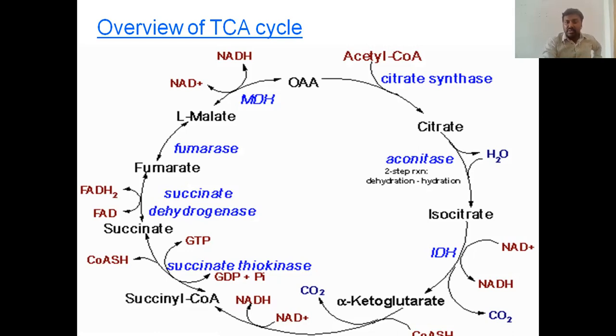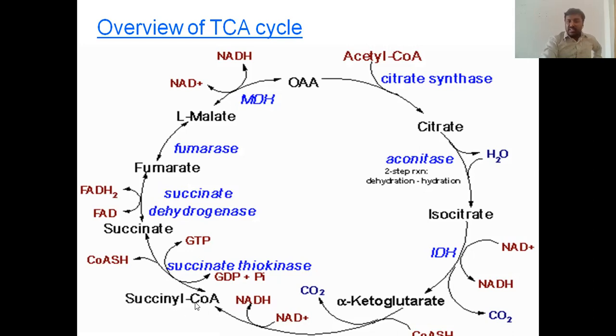Then alpha ketoglutarate, in the presence of alpha ketoglutarate dehydrogenase enzyme. Here also the dehydrogenase enzyme comes, so the substrate loses a hydrogen molecule. The hydrogen is added to NAD plus to form NADH plus H plus. So the alpha ketoglutarate forms succinyl coenzyme A.